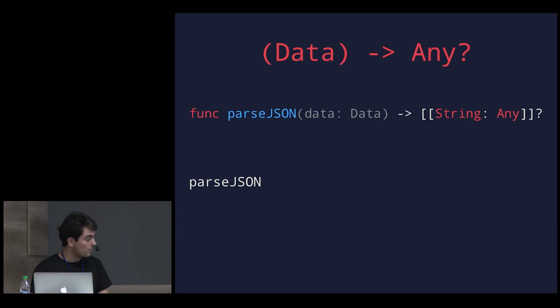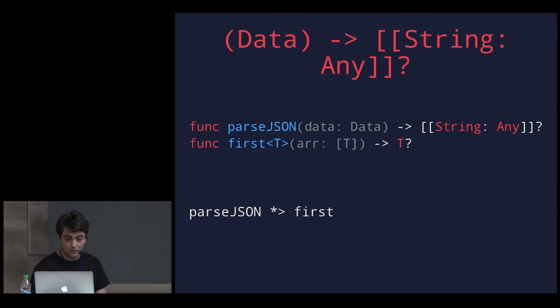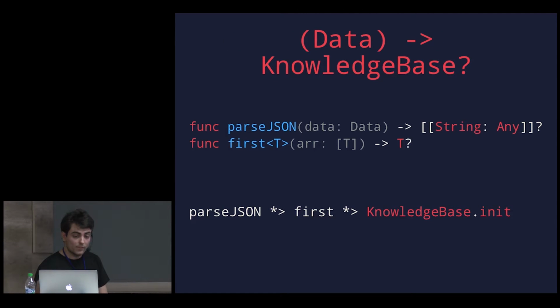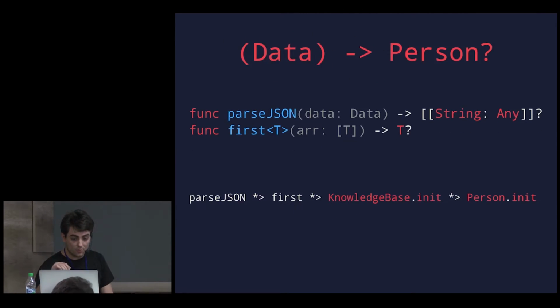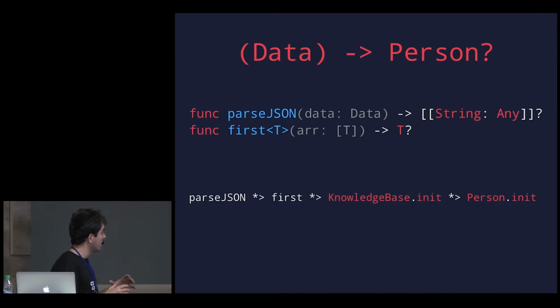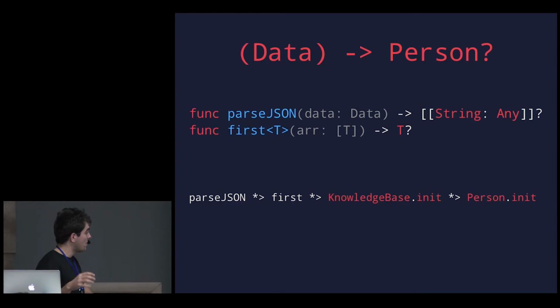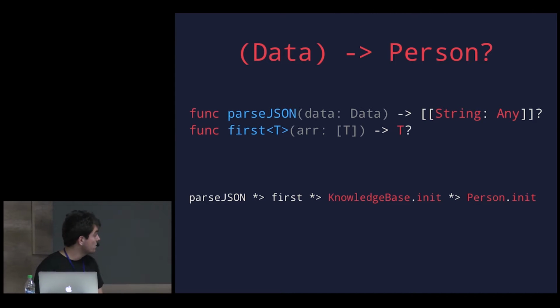So we first had our parse JSON function that takes that data and tries to turn it into a dictionary, an optional dictionary. And then we try to get from there the first element. And then we put that element into a knowledge base, and then we initialize a person. So you see how basically the flow looks much nicer now and it's much more clear. And we wrapped all this functionality into functions that are very reusable, and we can use them in other cases.